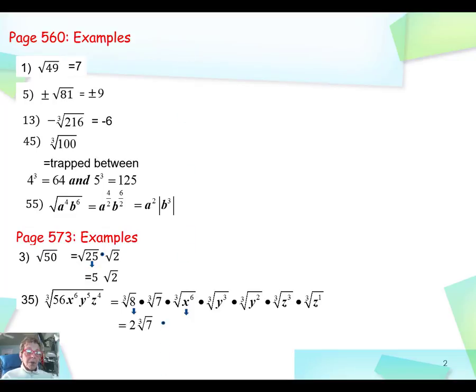Now, the first term, or the first factor, is the cubed root of 8, which is 2. I leave the radical form, the cubed root of 7, as it is.